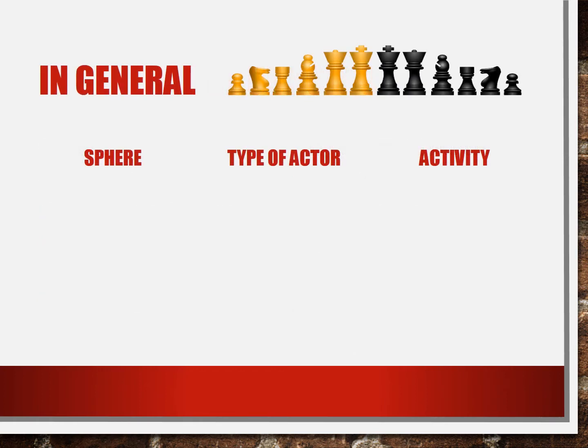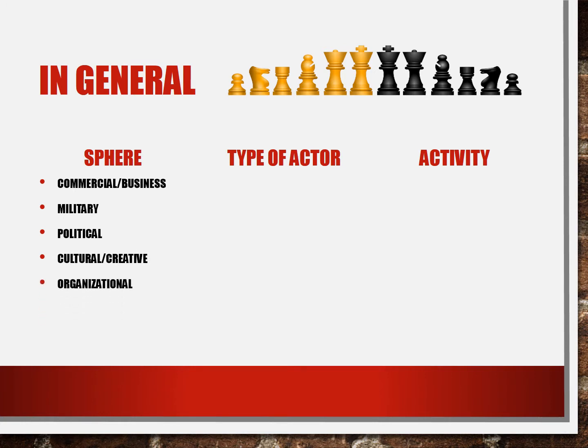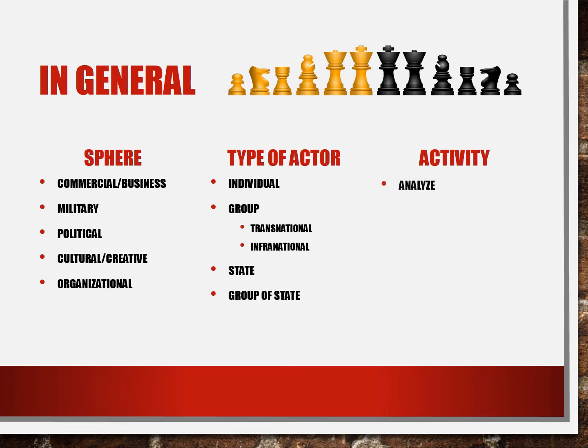Speaking in general terms, there are 3 categories for the uses of worksheets. The first is a sphere of activity, the second is a type of actor, and the third is a type of activity. Under sphere, you can look at commercial and business opportunities, the military, political, cultural and creative, organizational. Under type of actor, there are individuals and groups, both transnational and infranational groups, as well as states and groups of states. Under activity, you can analyze, understand, manage, plan, predict, or forecast.